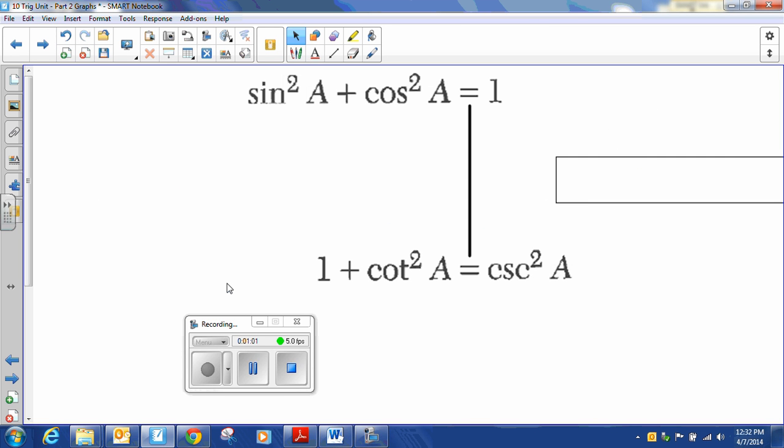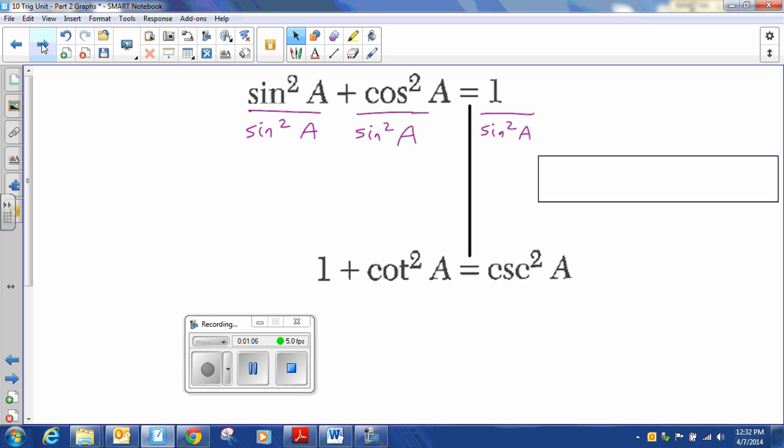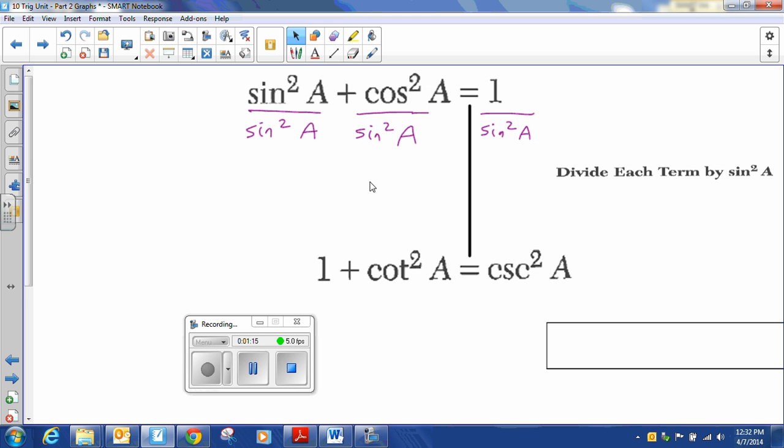All right, and then there's two other identities that are basically derived from the fundamental identity. In this case, you want to divide each term by sine squared A. So, as you can see, sine squared A divided by sine squared A is 1. Cosine squared A divided by sine squared A is cotangent squared A. And 1 over sine squared A is cosecant squared A. So this would be your other Pythagorean identity. This is the second one.